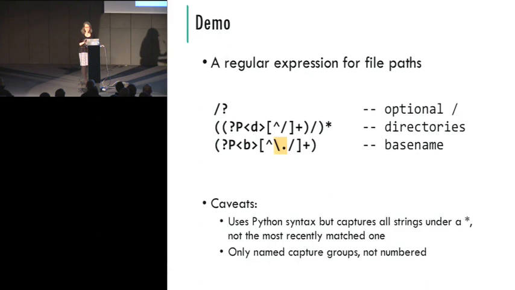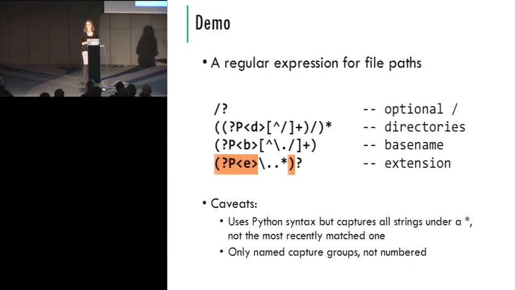And then finally, I have the extension at the end. It may or may not be there, so it has a question mark for that part of the regular expression. And it is also listed with a capture group. The extension must start with a dot, but then it's any number of characters afterwards. So this is the regular expression that I'm going to use.